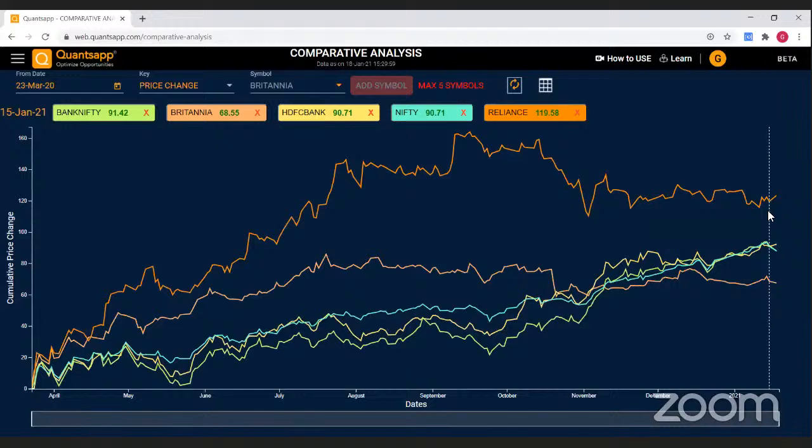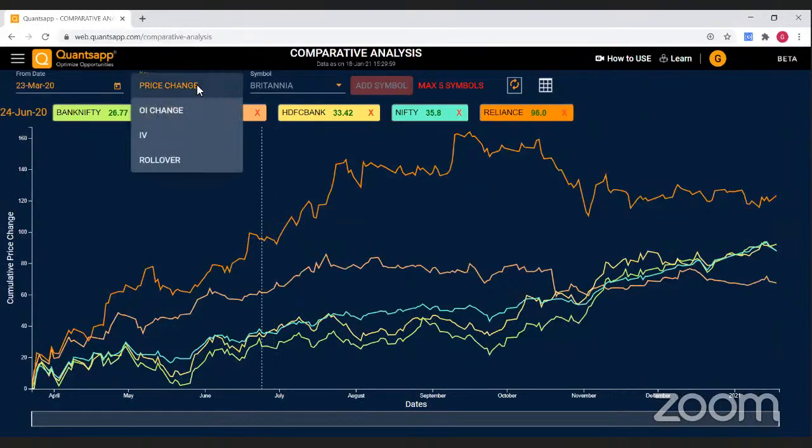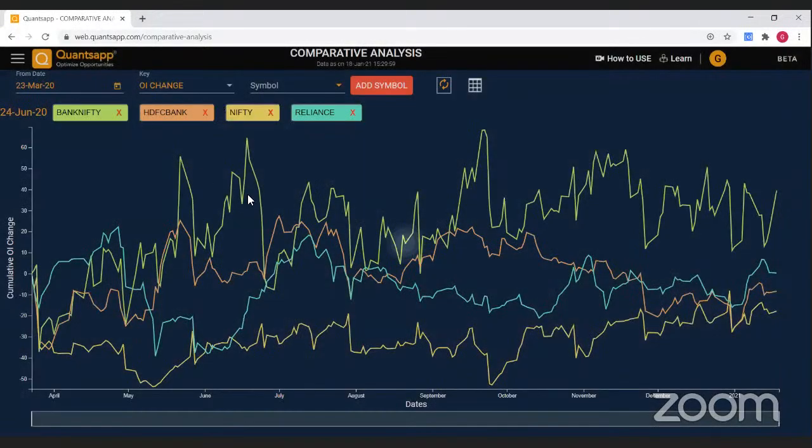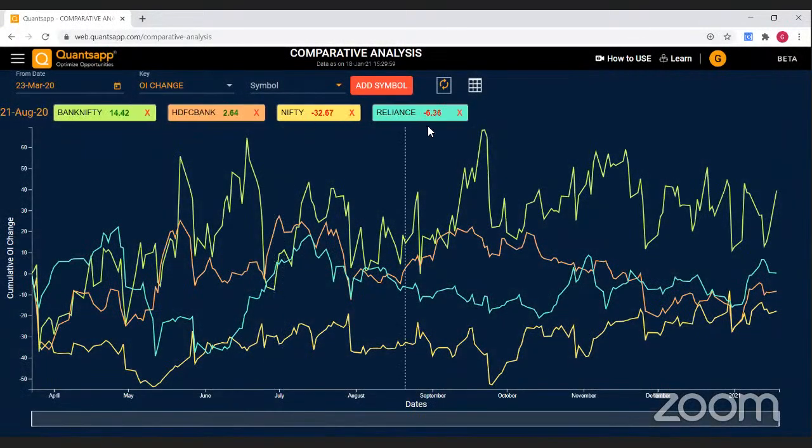So we can compare any of the indices and stocks at the same time, and then we can change our period, and we can see what changes are happening here. Here you have the key factors as well. So we saw the price change. So these are all the future prices. Then the OI change. This is something which is very important. So I will just remove some of the stocks so we can have a better picture.